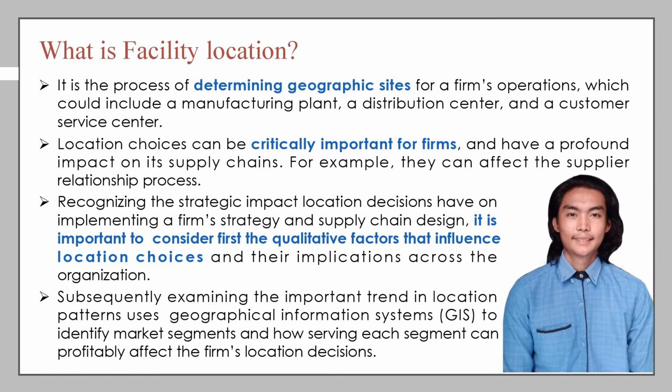Recognizing the strategic impact location decisions have on implementing a firm's strategy and supply chain design, it is important to first consider the qualitative factors that influence location choices and their implications across the organization. These include geographical factors, environmental factors, and other factors that greatly affect business activity. Subsequently, we examine important trends in location patterns, using geographical information systems to identify market segments and how serving each segment can profitably affect the firm's location decisions.